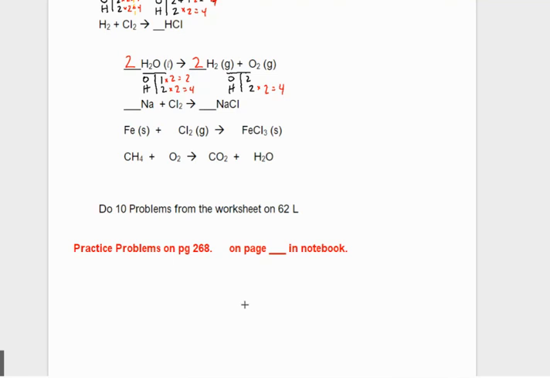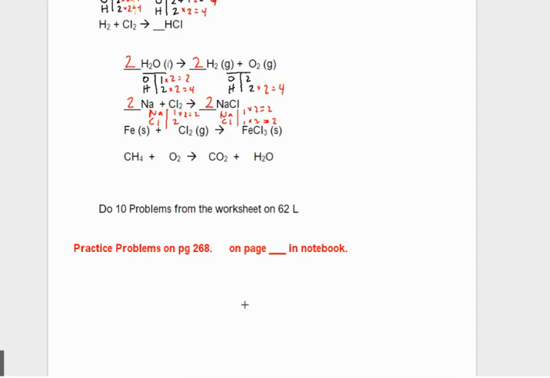For sodium and chloride, I didn't leave myself room here. Little tiny T-chart. I have 1 sodium, I have 2 chlorines, and then I have 1 of each on this side. So I need to fix the chlorine by putting a 2 here, but that multiplies both of them by 2. Whoops, equals 2. And now I need a 2 in front of the Na, and that one is balanced.